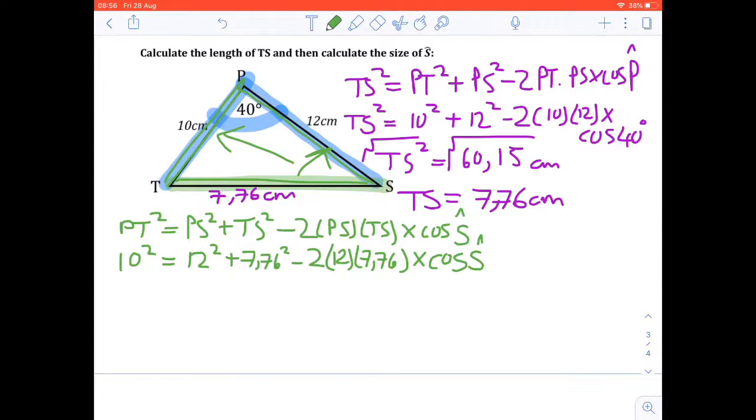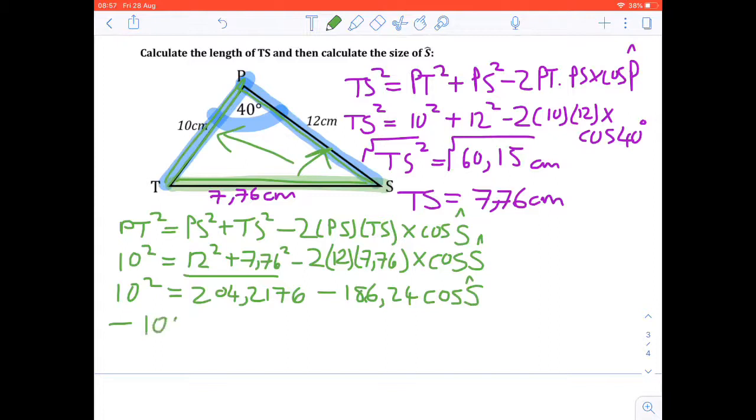Now we can simplify. You should get on this right hand side, this piece simplifies to 204.2176 minus 186.24 cos S. Now what we need to do is take over that 204.2176 to the left hand side and minus it. You get minus 104.2176 equals negative 186.24 cos S.